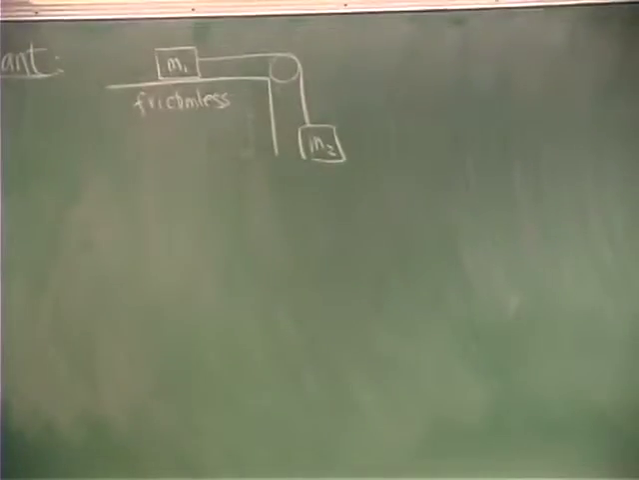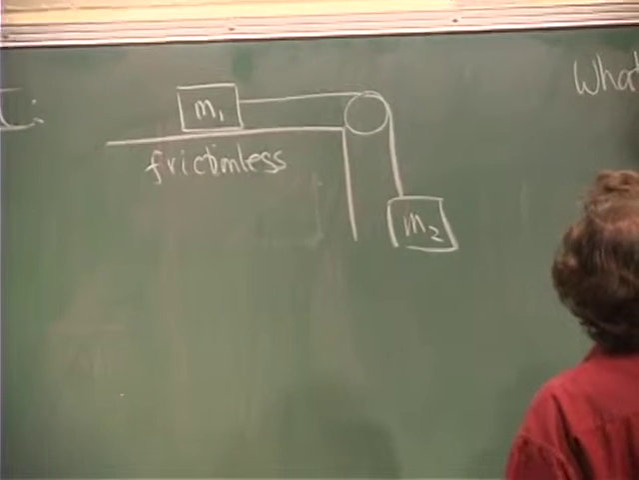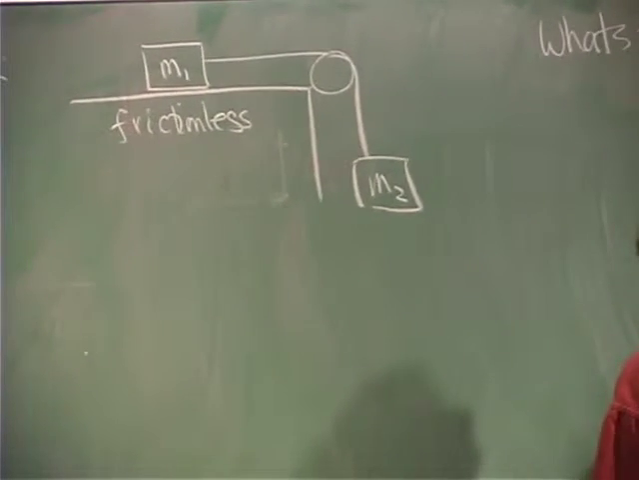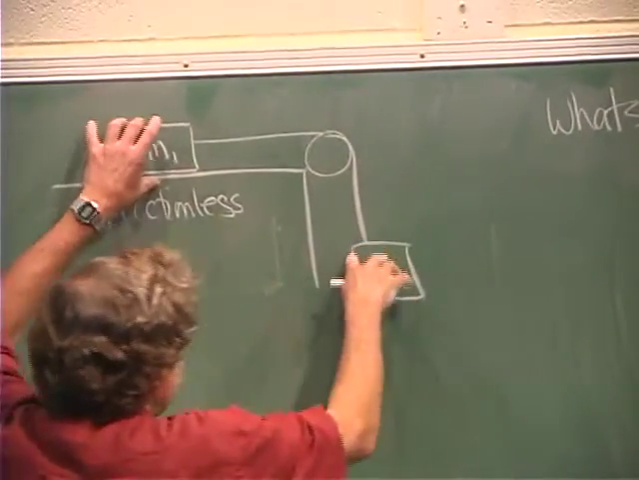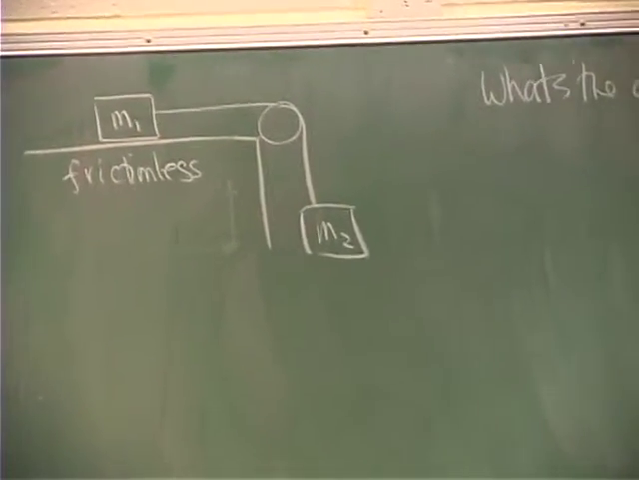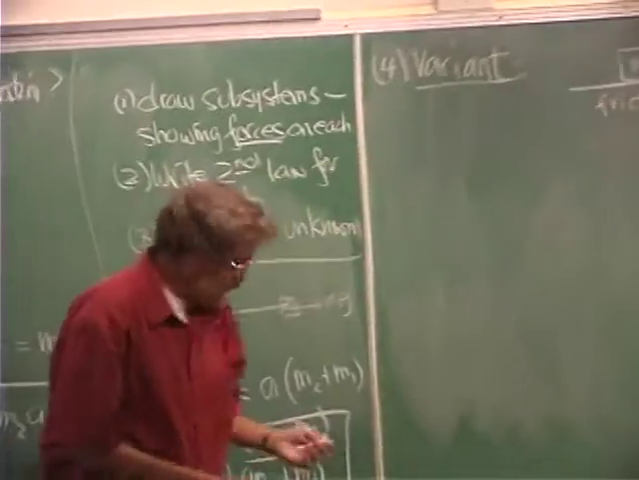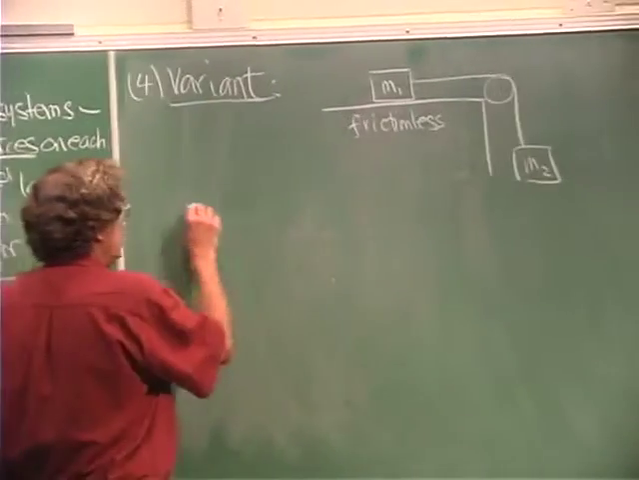In that case, I would like to know what's the acceleration. Again, the whole system is going to accelerate as one, but this time this guy is going down and this one is going to the right. But the acceleration has got to be the same, right? Because they're attached by that piece of string. Okay? Draw the two subsystems.